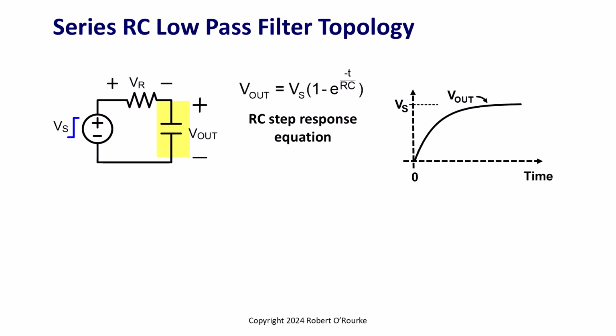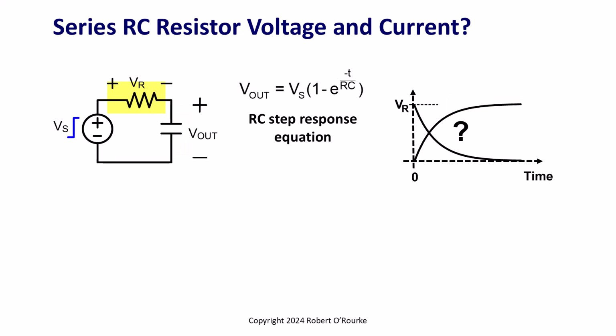For a series RC low-pass filter circuit, with the output voltage taken across the shunt capacitor, the output voltage step response is a rising exponential function. The output voltage, V sub out, asymptotically approaches the input voltage, V sub s, over a long time. Question: what do the series RC resistor voltage and current look like? Let's investigate.